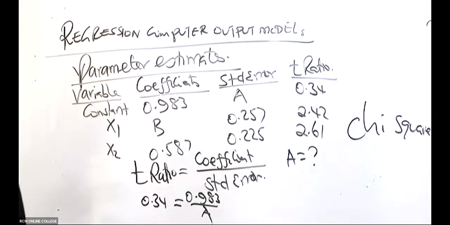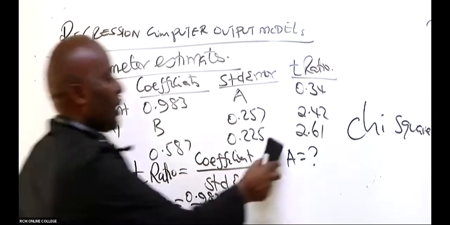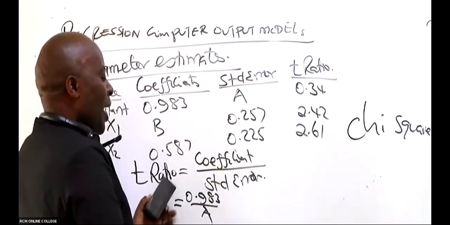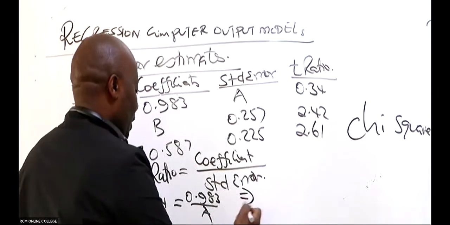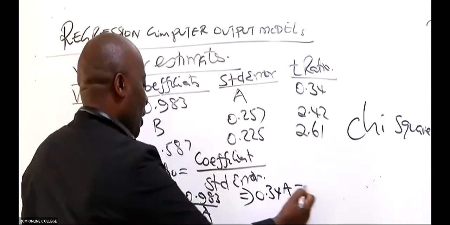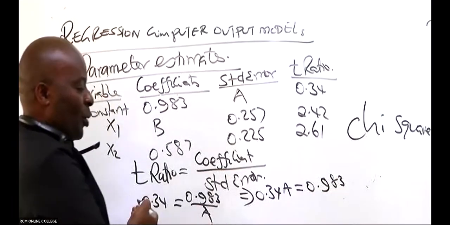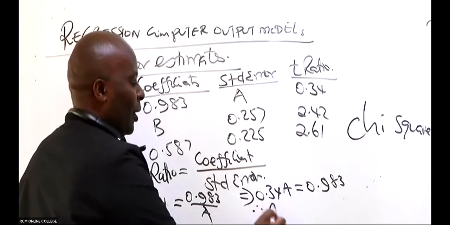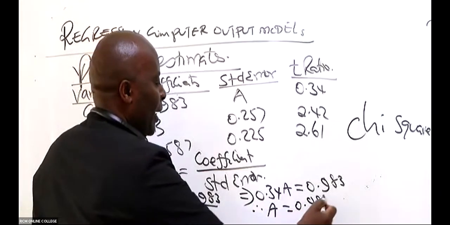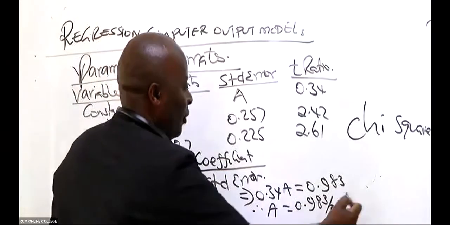So making A the subject of the formula, if I just rub this to create some space, this one here will be the same as 0.34A equals 0.983, isn't it? Because I've cross multiplied. Therefore, A will be 0.983 divided by 0.34.